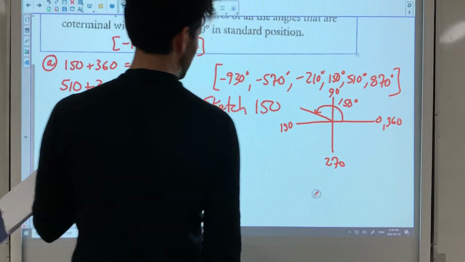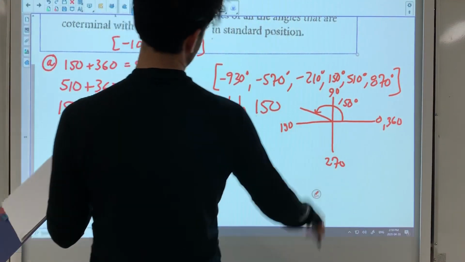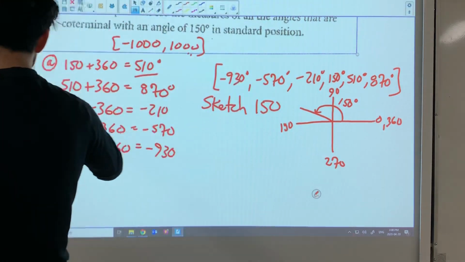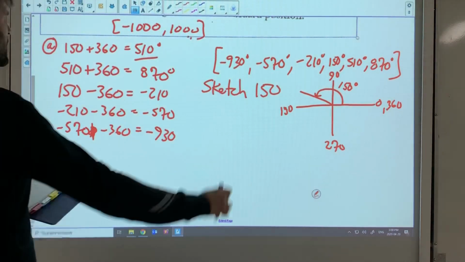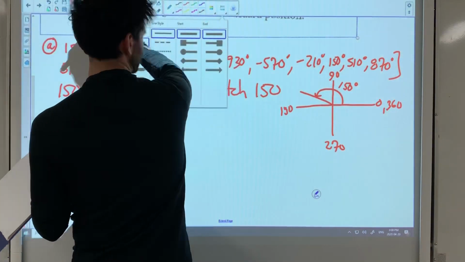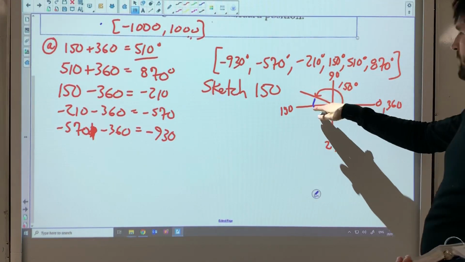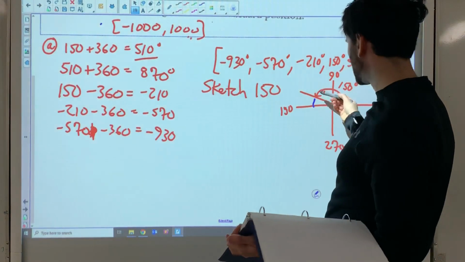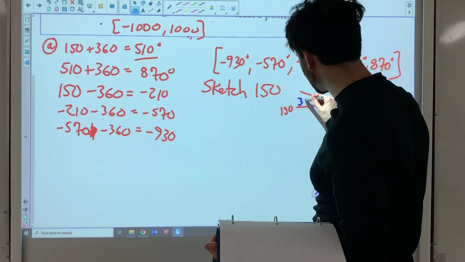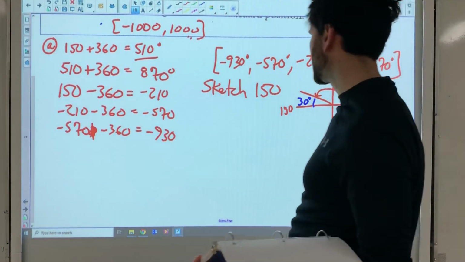Let's do maybe one of the negative ones. So let's sketch negative 210. That would be a good one. I'm just going to point out, because we're going to be doing a lot of this anyway, it's always handy to be able to find the reference angle. Again, it's always between the x-axis and the terminal arm. So from 150 to get to 180, I would have to add 30. So that's my reference angle there.